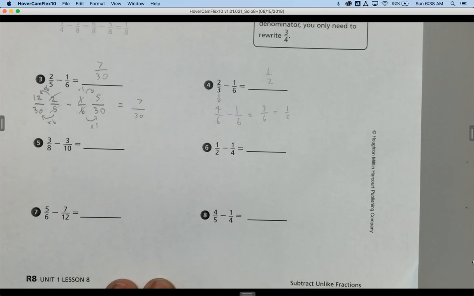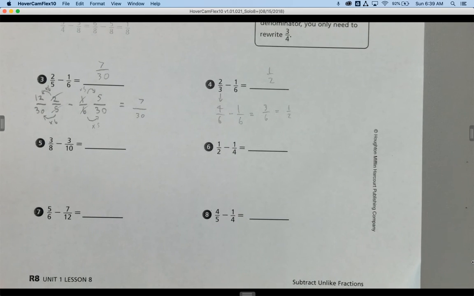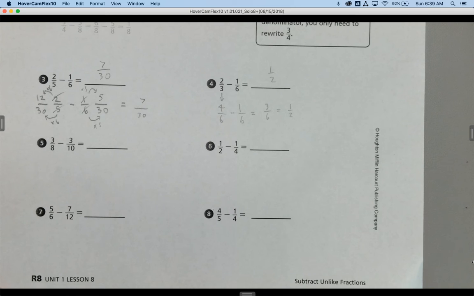3/8 minus 3/10. The two denominators given are 8 and 10. 10 is the larger, but 10 is not a multiple of 8, so 10's out. Don't give up on 10. List out your multiples of 10. 10, 20, 30, 40. 40 is going to work as our common denominator. Rewrite both of these fractions so that they have a denominator of 40.